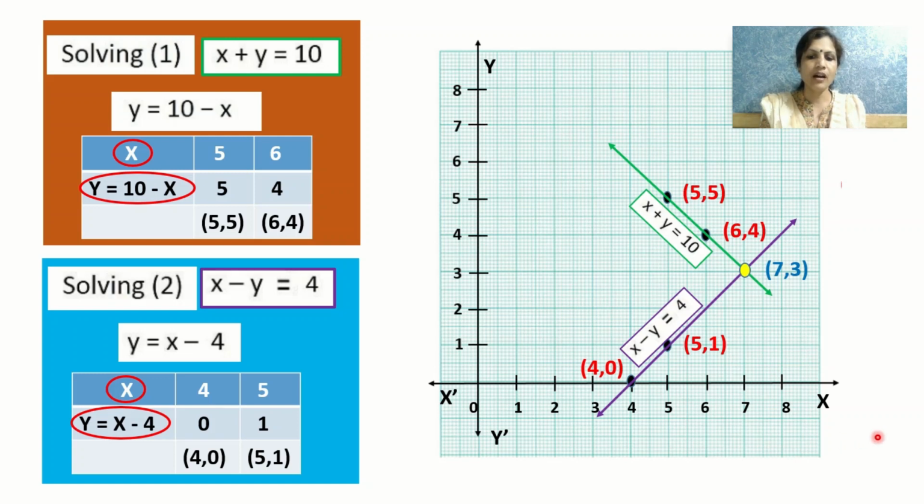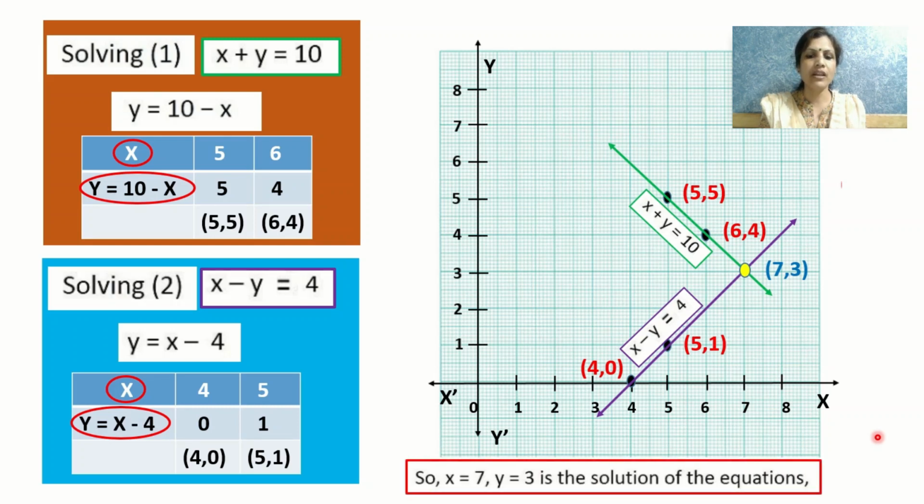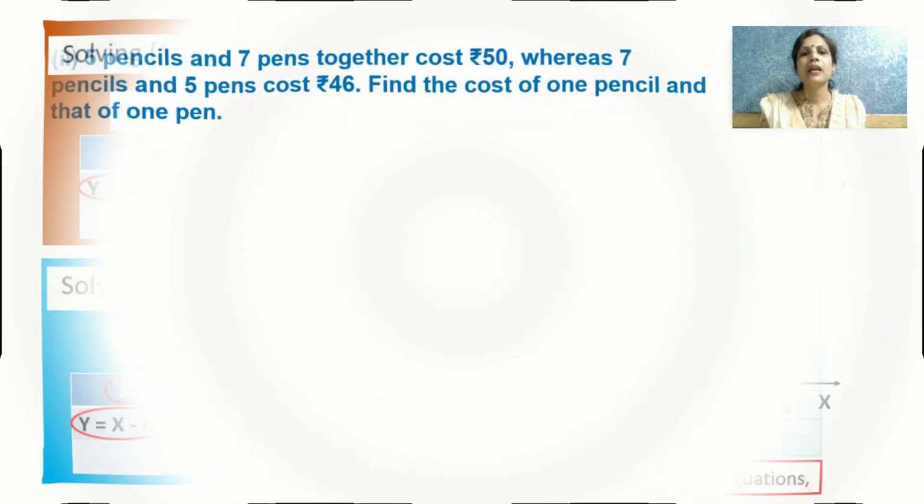So from the graph, we got our answer as x is equal to 7 and y is equal to 3 is the solution of the given condition or given sum. X is number of girls, y is number of boys. So 7 girls and 3 boys, and we know that total number of children taking part in the quiz is equal to 10. So our sum is correct. Moving to the next sum.